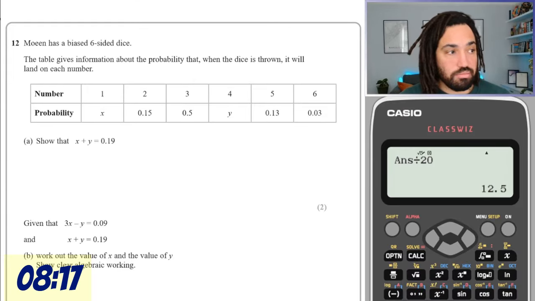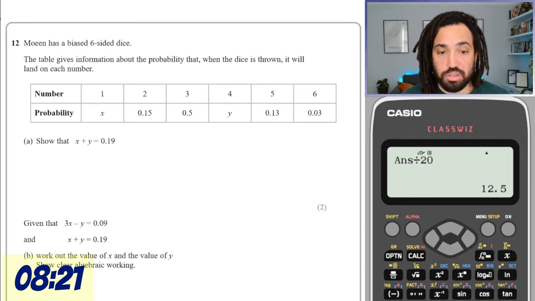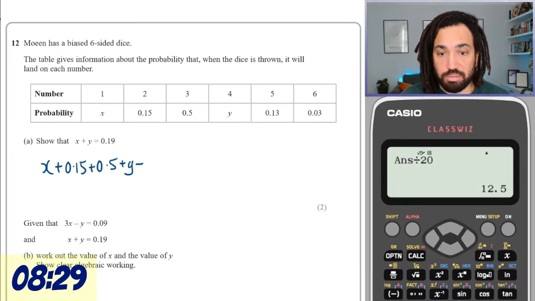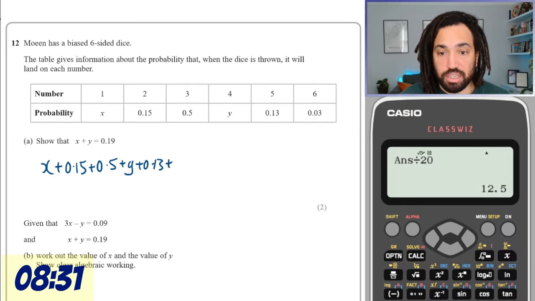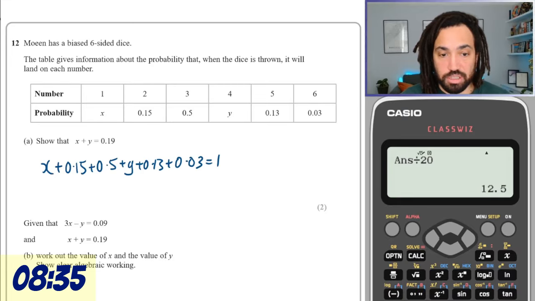Okay. We've got here probability, and it says show that x plus y is equal to that. Well, we know that. Interesting. You don't normally get show that questions on GCSE papers. It's more of an A-level thing. I guess you get it with the fraction questions, don't you?